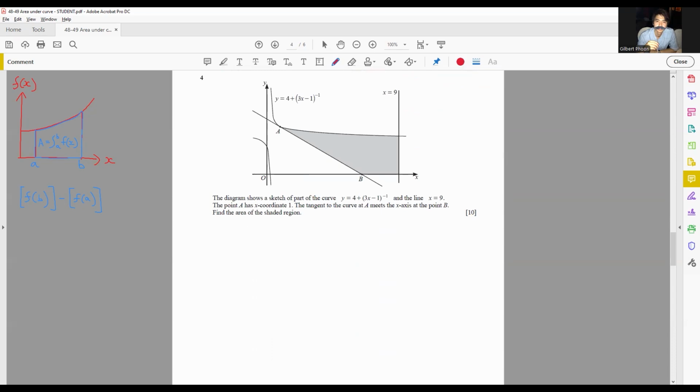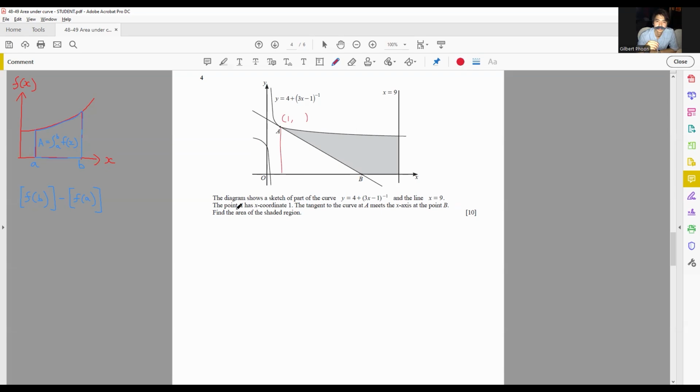All right. But at this point, every question should roughly have the same pattern already. So looking at this next question here, the diagram shows a sketch of part of the curve y equals 4 plus 3x minus 1 to the power of negative 1, and the line x equals 9. The point A has a coordinate of 1. The tangent to the curve at A meets the x-axis at point B. Find the area of the shaded region. So to find the area of the shaded region is going to be area under the curve minus the area of the triangle here.